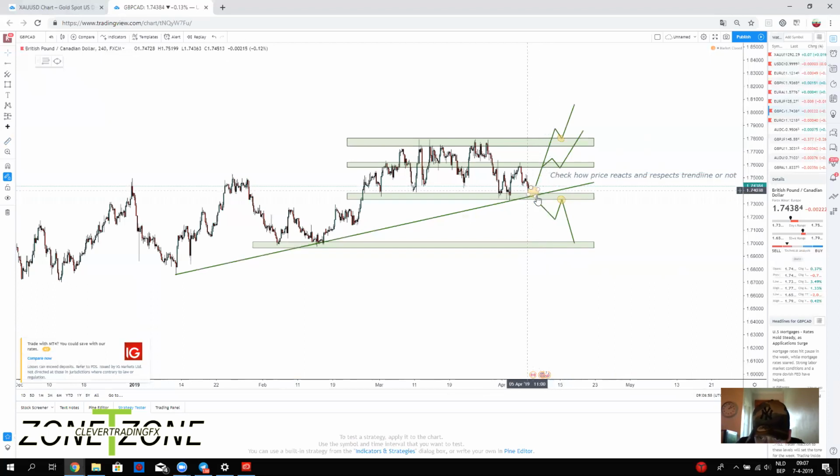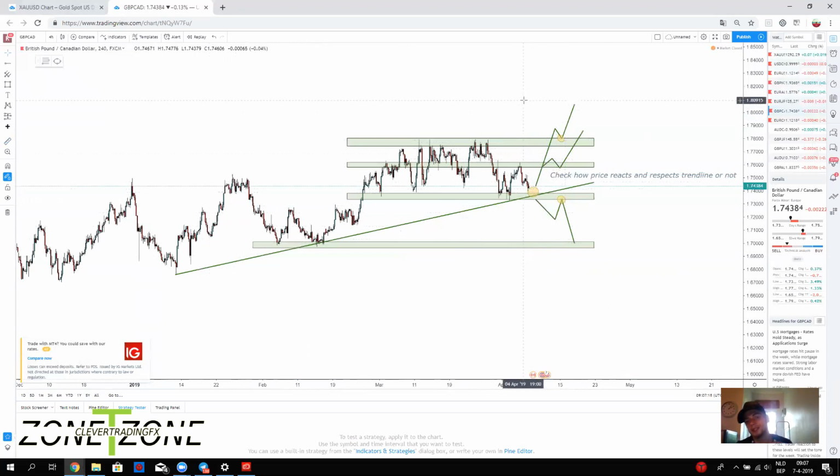So I want to be checking out how price is going to react on this zone. All right, we got 1, 2, and then a third touch, and most of the time I see it's going to do a touch, a second touch, and then go all the way up. So I want to see how it's going to react. It might open up a buy trade on this one and then go all the way up.